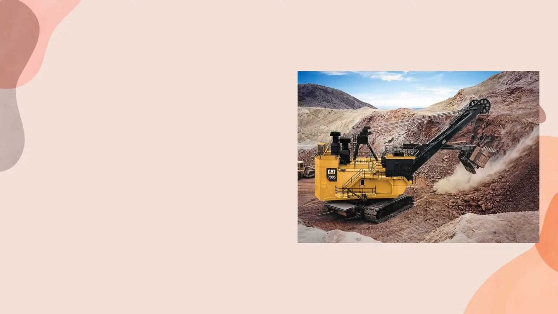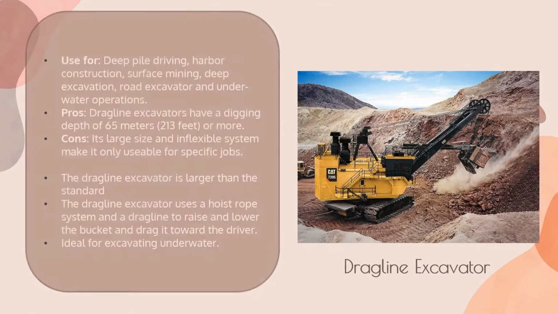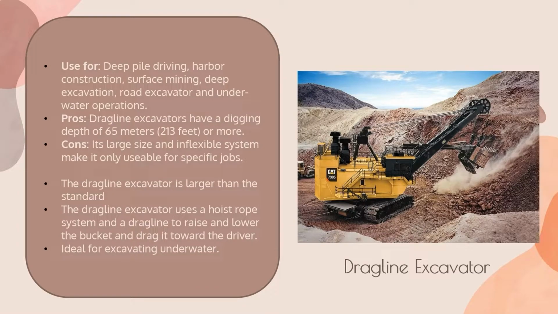The last one is dragline excavator. It is used for deep pile driving, harbour construction, surface mining, and others. The dragline excavator has a digging depth of 65 meters or more. It is only usable for specific jobs. It is larger than the standard and uses a hoist rope system and a dragline to raise and lower the bucket and drag it towards the driver. This excavator is also ideal for excavating underwater.